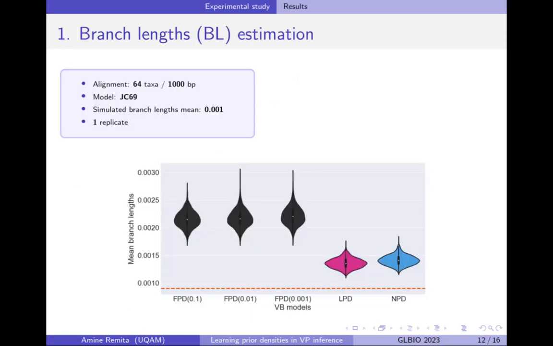If we go back to the example I've shown previously and run the LPD and the NPD models, the new models with flexible prior densities, we can clearly see that the estimation of the branch lengths using the models with adaptable priors is closer to the true value than those estimated using models with fixed prior densities. Also, the variance of the estimations with the LPD and the NPD models is smaller.